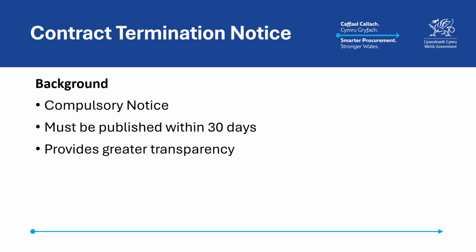The function of the contract termination notice is to inform stakeholders that a contract has been terminated and to ensure that the data record is kept up to date. Under the previous regime, it may have been unclear whether contracts have actually terminated or extended, and it is intended that this notice will provide clarity on the status of a contract to interested parties.